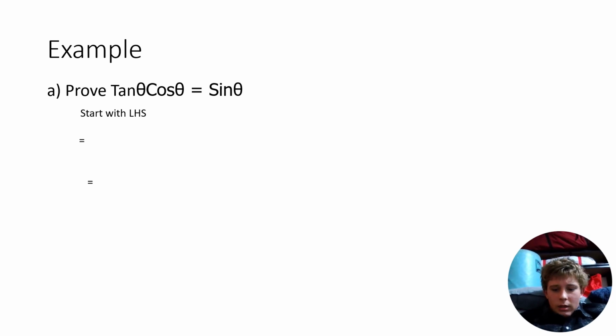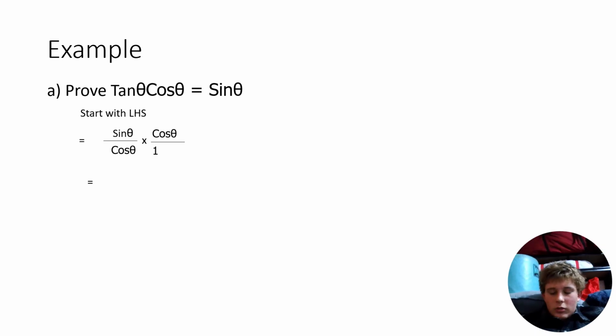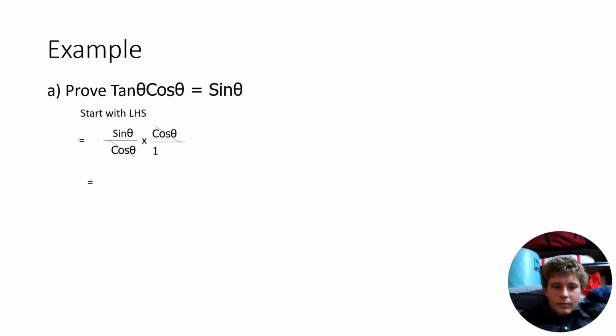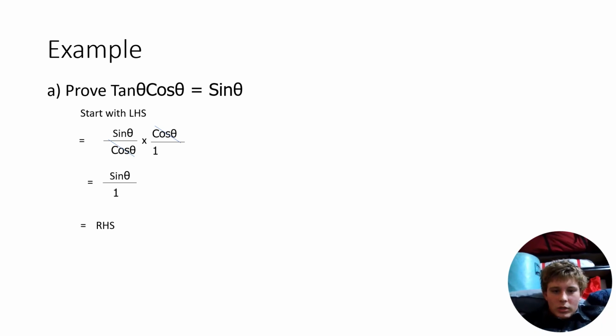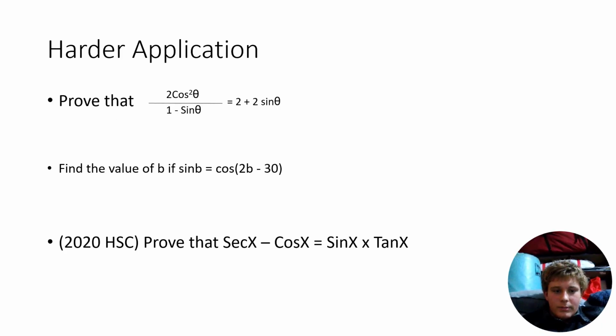So start with the left-hand side. We're just going to rearrange tan, so that becomes sine on cos times cos over 1, so they are both fractions. Cos on 1 is the same as cos theta. Now I'm going to cancel it out because we're multiplying. We can cancel those cosines out, which leaves us with sine on 1, which is equal to the right-hand side, as sine on 1 is just another way of writing sine theta.